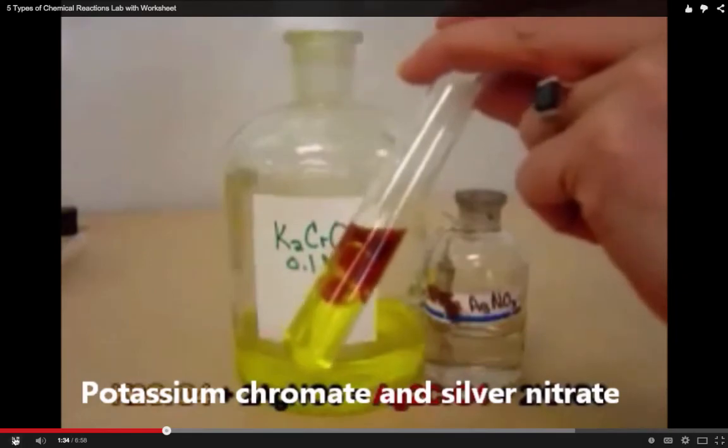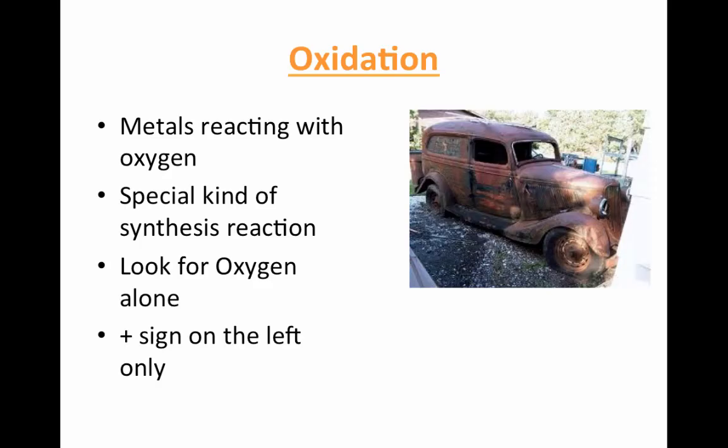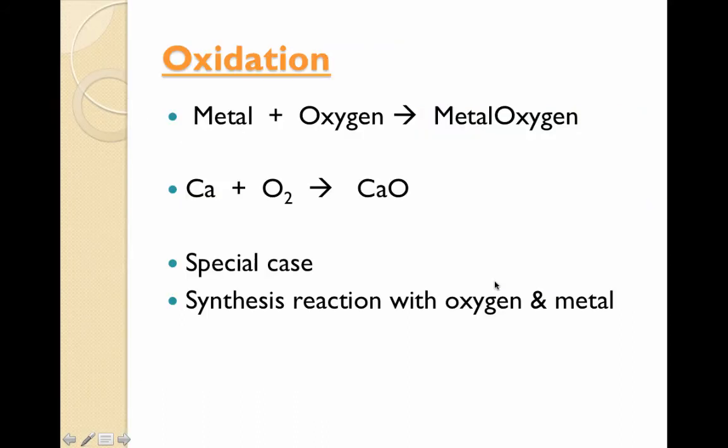red precipitate. So oxidation reactions are special. This is when metals react with oxygen. It's a very special kind of synthesis reaction. You look for the oxygen alone. That's always a great way to be able to tell. Plus you always see a plus sign on the left. I'm showing you what happens when metals react with oxygen and you get all that rust. So oxidation is a metal plus an oxygen, gives you a metal plus an oxygen together. I've got you calcium and oxygen here. It's a very special case. It's a synthesis reaction which has oxygen all alone.